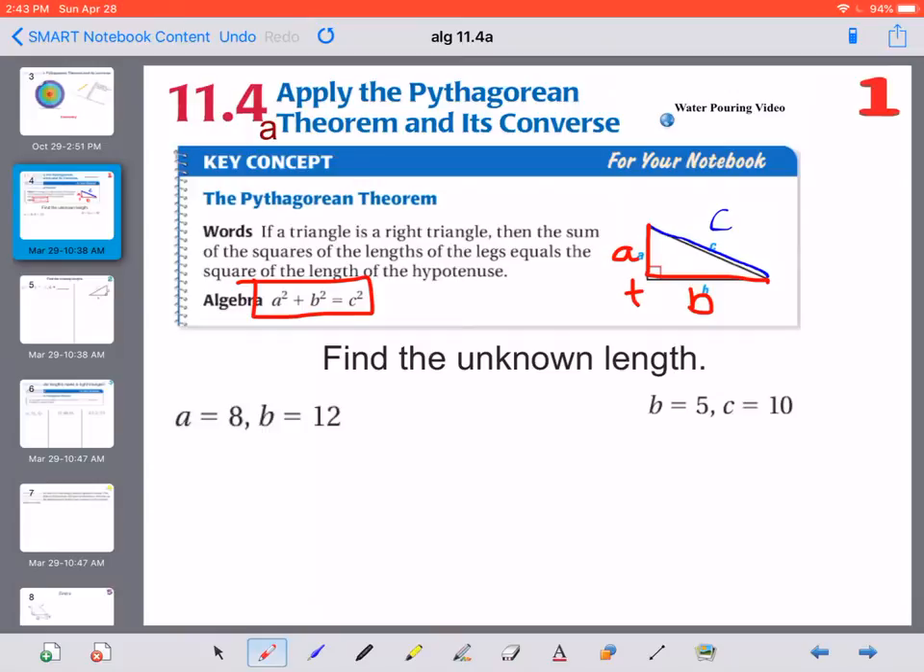So what we need to do is find the unknown length. So here we have A and B. So what we have is 8 squared plus 12 squared equals C squared. We don't know what C is. That's what we're trying to find. 8 squared is 64. 12 squared is 144. And we have C squared. So now we add up 64 and 144. And what we're going to get is 208.